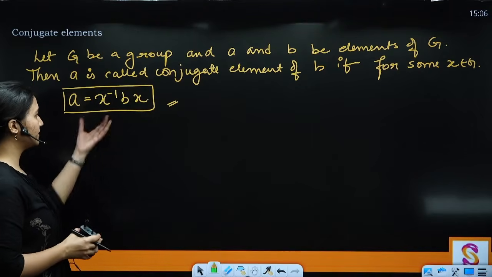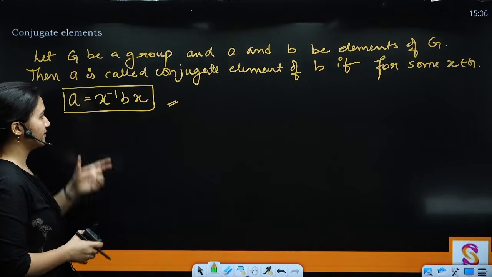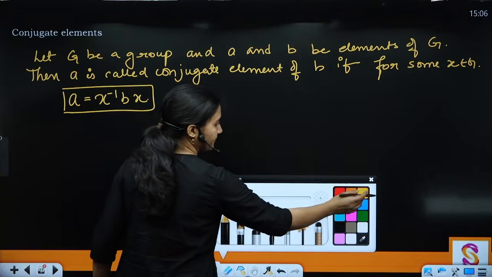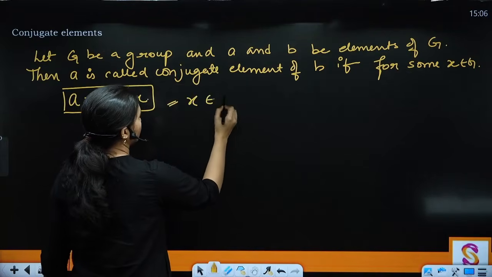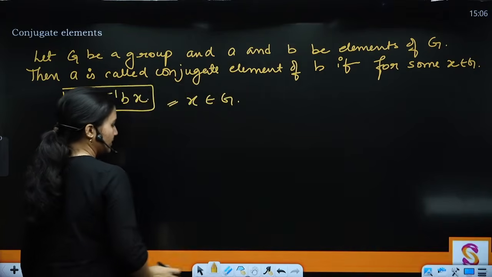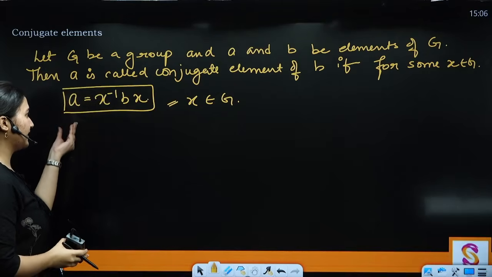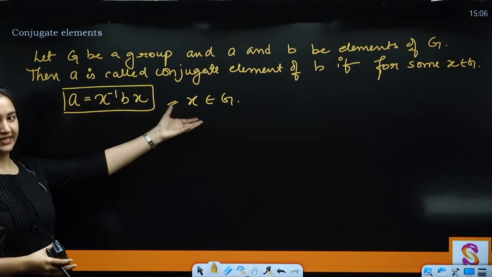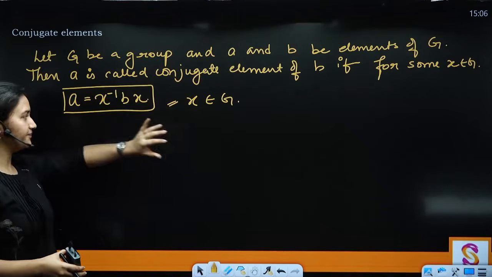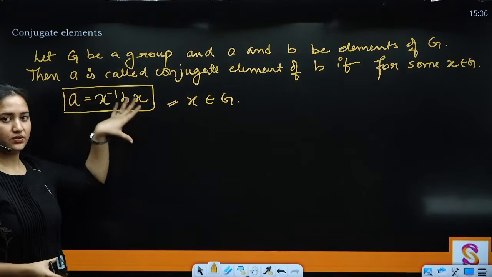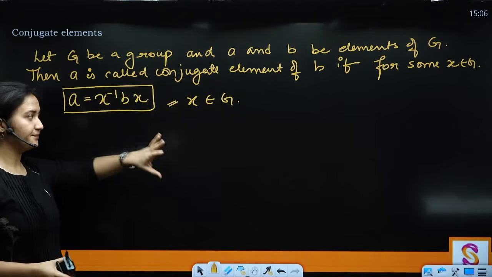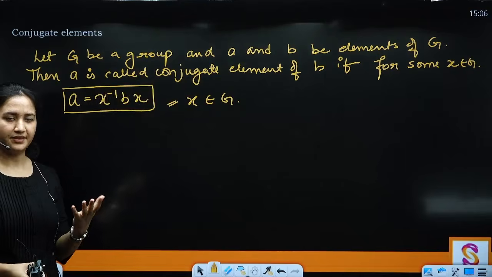Although it is very simple to see that you just write x belongs to G. So it is very simple to understand that you have an element, and you are supposed to take x from G and multiply it with the inverse on one side and the element itself on the other side, and you are going to get some element, right?